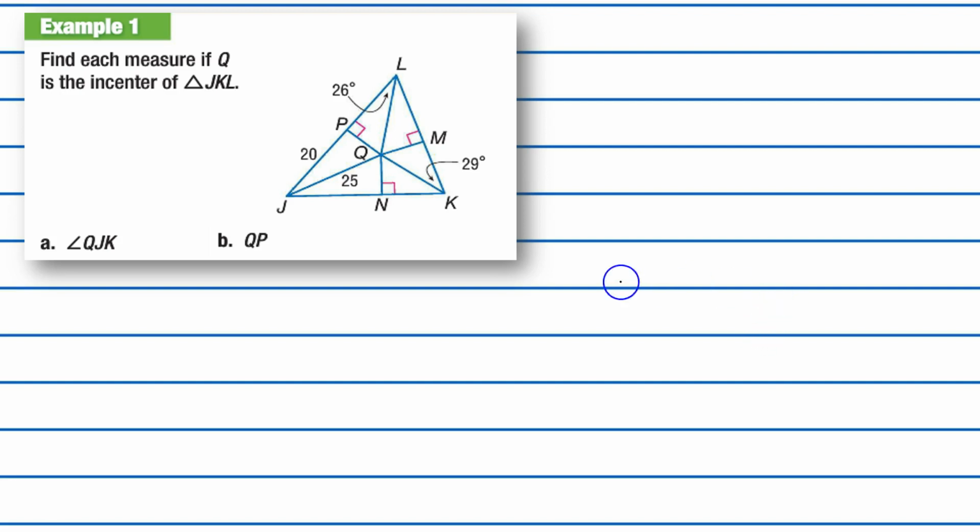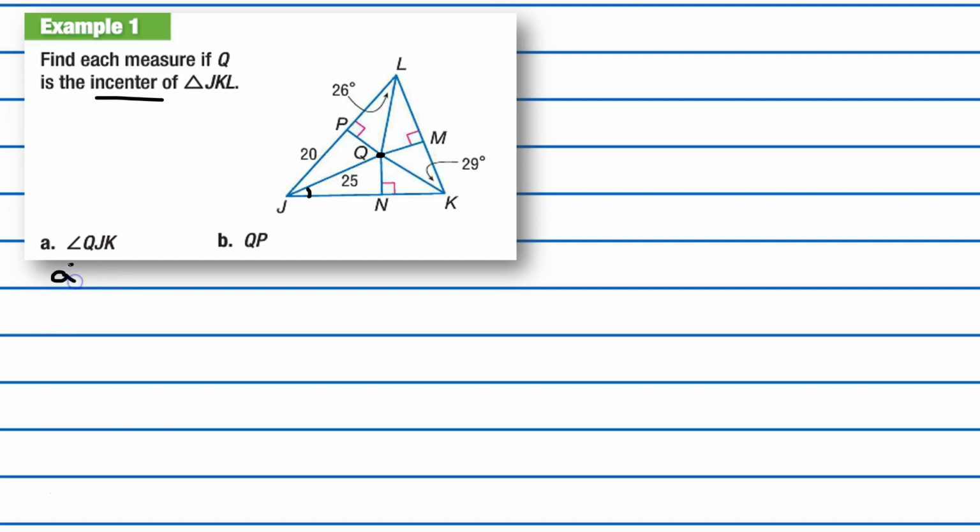Alright, so now let's go over example 1. We want to find each measure if Q is the InCenter of this triangle LJK. So we're trying to find the measure of angle QJK. So we want to find this one here. But we don't have any other information right next to it to find it. But because we know that it's an InCenter, we know that this is a whole triangle that can help us.